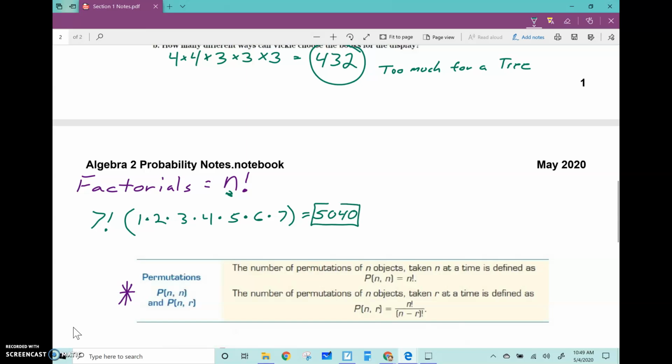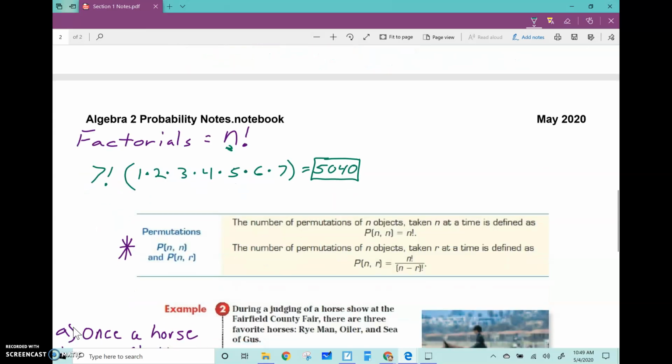5040. And that is how you do your factorials. Because if you notice in your permutations, which we'll cover here in a second, the way we get our solutions is they have factorials in them. All right, so we'll go over how to solve these factorials.